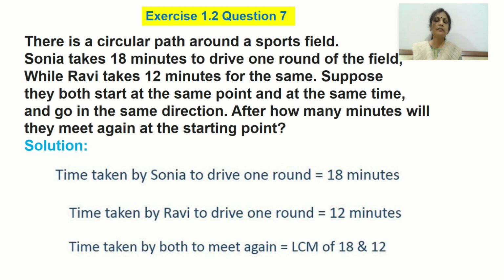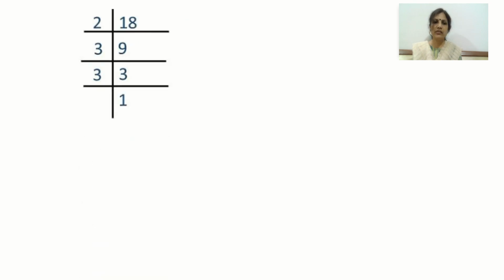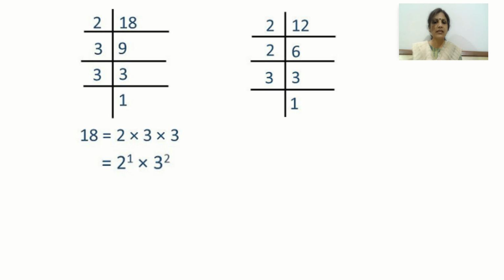Let's do that. To find the LCM of 18, we will factorize it. 2 9s are 18, then 3 3s are 9, and then 3 1s are 3. So we get 18 is equal to 2 into 3 into 3. We can also write it as 2 into 3 raised to 2. Similarly, we'll factorize 12. 2 6s are 12, then 2 3s are 6, then 3 1s are 3. So 12 is equal to 2 into 2 into 3. We can write it as 2 square into 3 raised to 1.